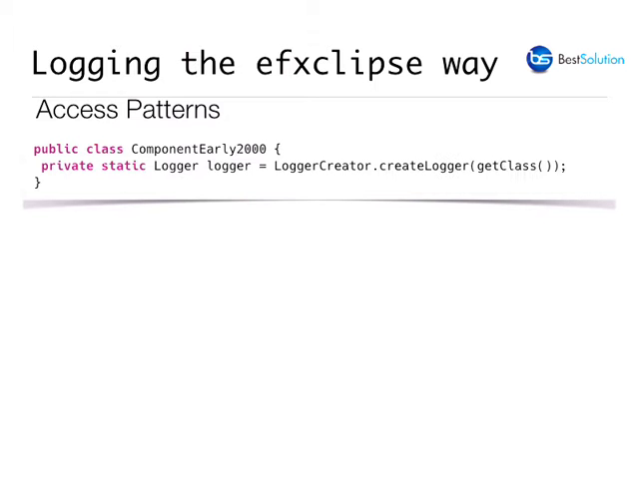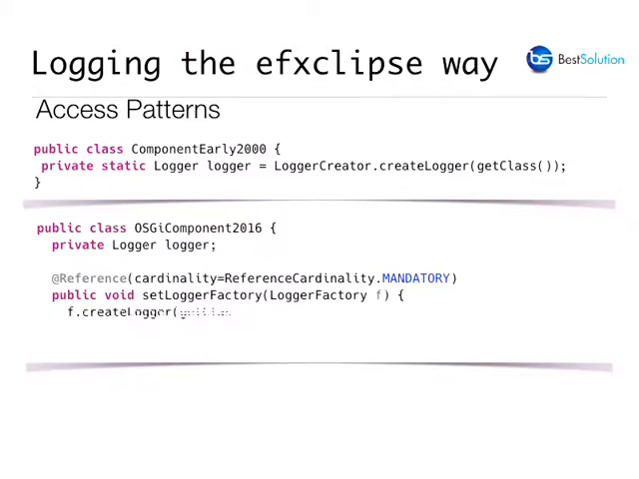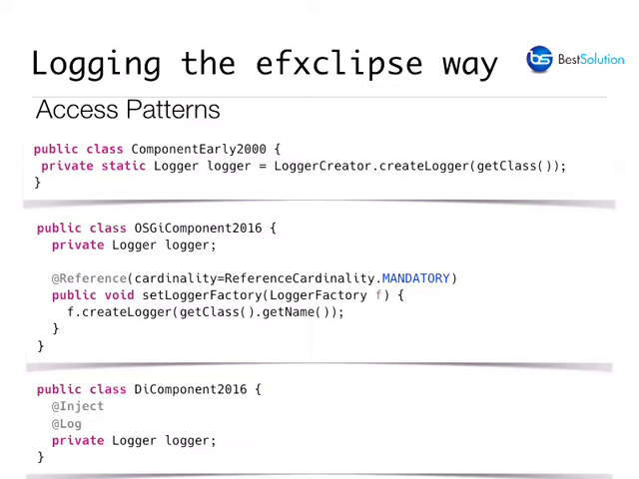First thing, what you need to provide is a common pattern for people to get to a logger. This is how a component in the early 2000s accesses a logger. If you are working in the OSGi world, you want to get access to a logger by using declarative services. You need a factory and create a logger. And if you are a dependency injection component, all you want to write is @inject, @log, get a logger. Done. That's how modern code looks. So we want to have an API that allows us to use those access patterns.